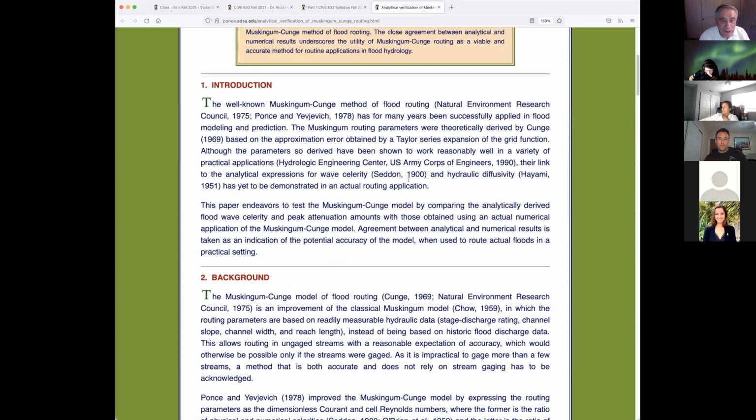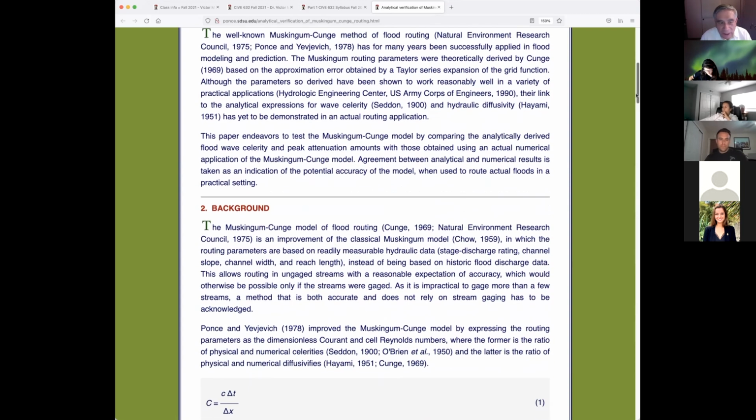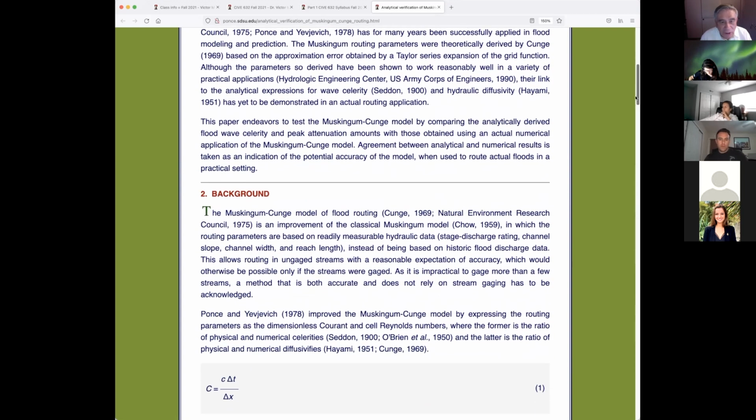So the well-known Muskingum method has been known for many years. The Muskingum routing parameters were theoretically derived by Cunge, based on the approximation error obtained by a Taylor series of the grid function. Although the parameters so derived have been shown to work reasonably well, the link to the analytical expressions and hydraulic diffusivity have yet to be demonstrated in actual routing. That's why people were saying, we don't believe this, okay? So we're going to compare.